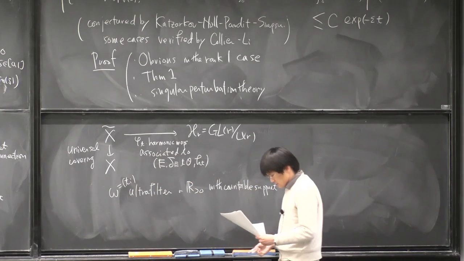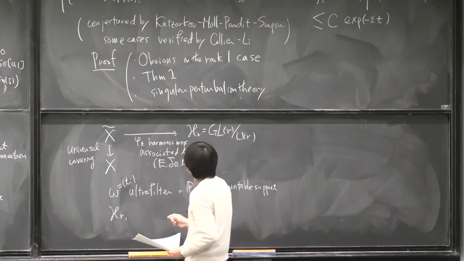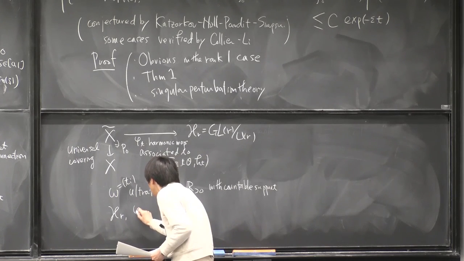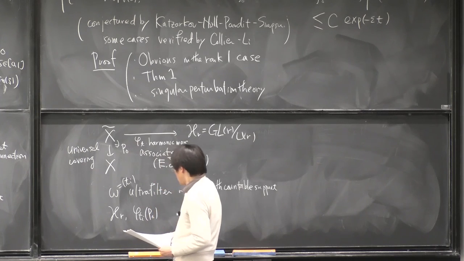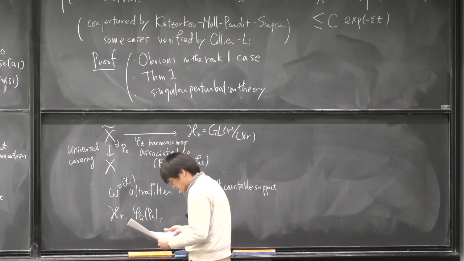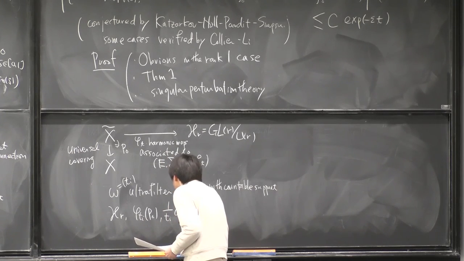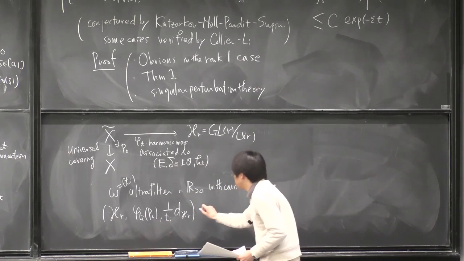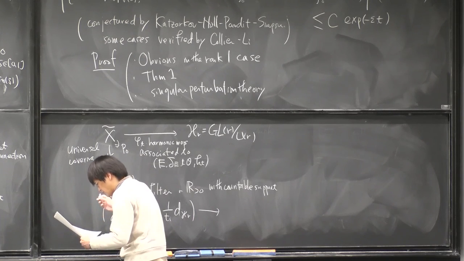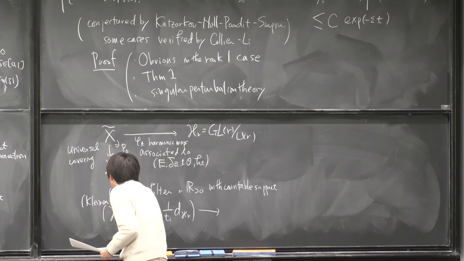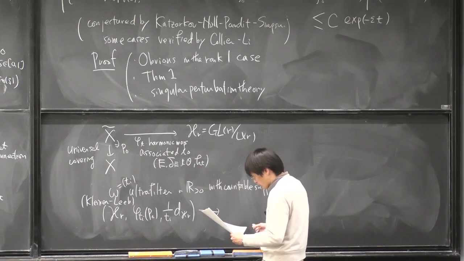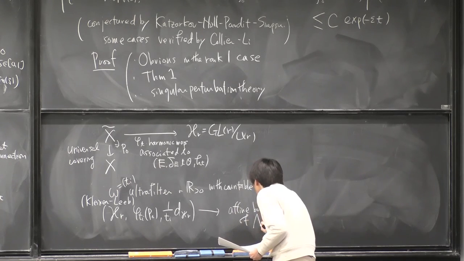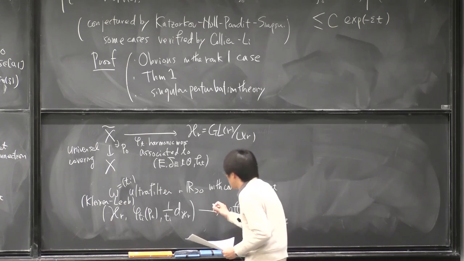Once we fix an ultrafilter, and we take some base point P0 in X, then the sequence of pointed metrized spaces has a limit. We have this other space because we have a sequence of metrized spaces with base points. Then according to Kleiner and Leeb, this sequence converges to an affine building of A_{r-1} type in the Gromov-Hausdorff topology.